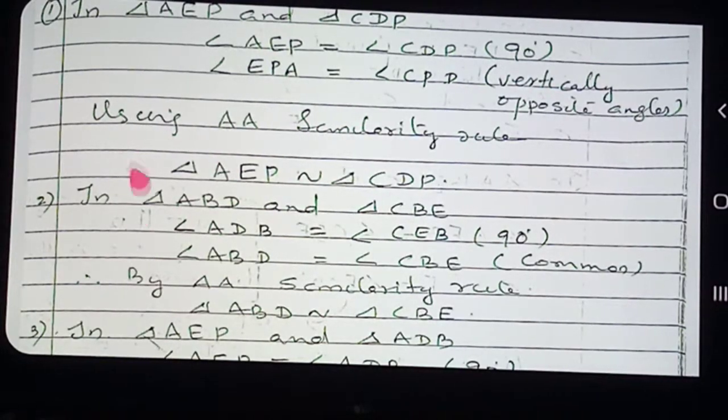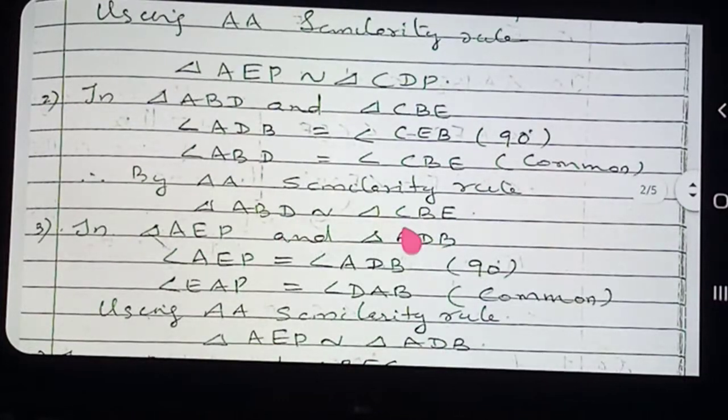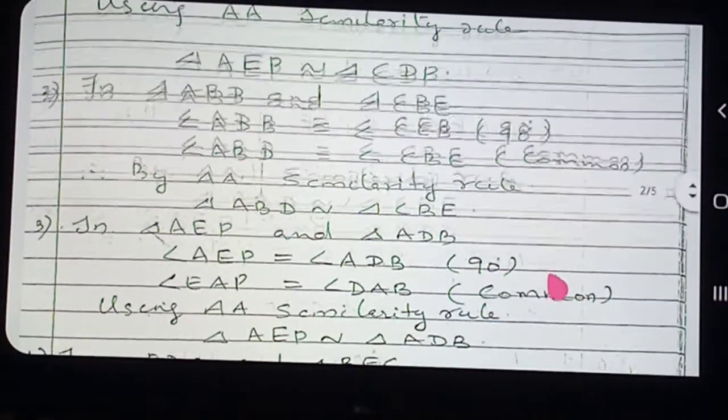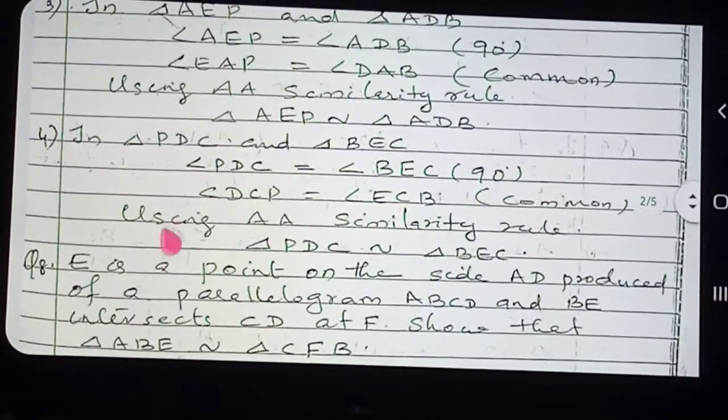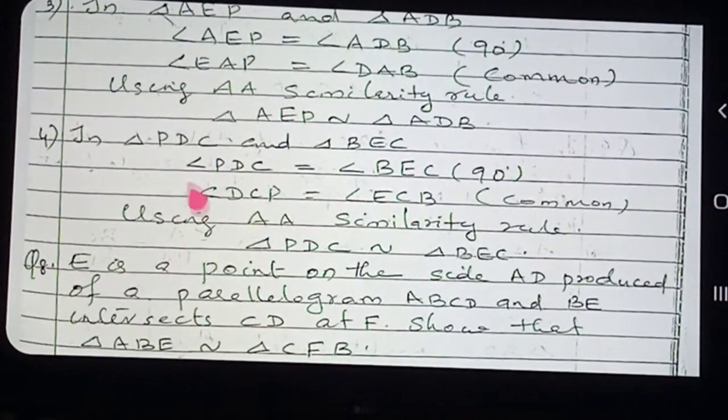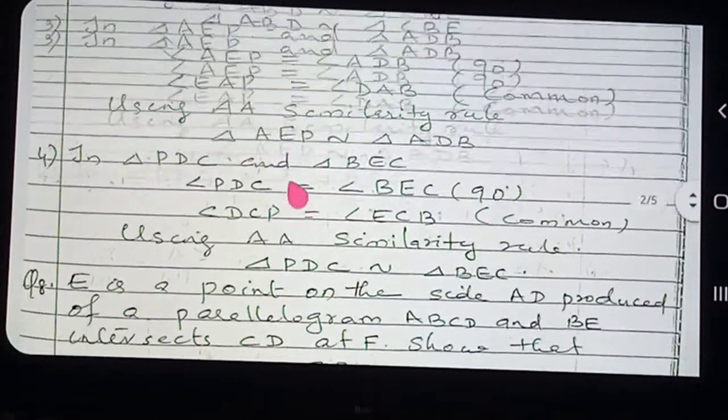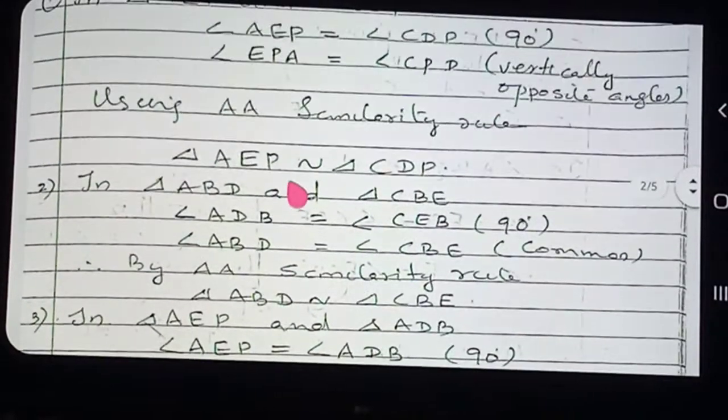Okay, second part and third one, go through all the points, and fourth one. These are the four parts, already we proved. Clear students? All of you copy it? Try to copy it.